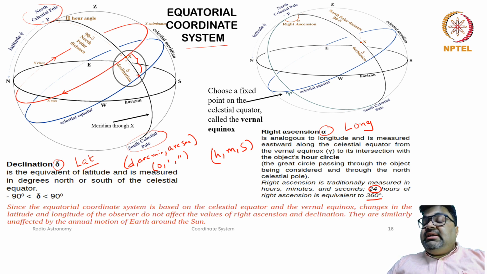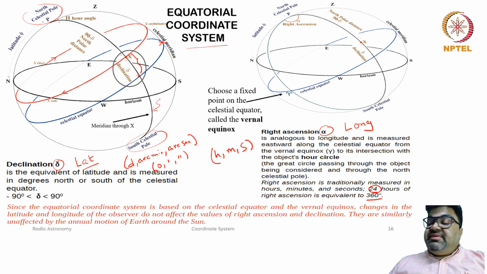What about the hour angle? The hour angle is the angular separation between the meridian which is passing through X and the meridian which is passing through the zenith of the observer at a given position. So the angular separation between these two celestial meridians is called the hour angle.